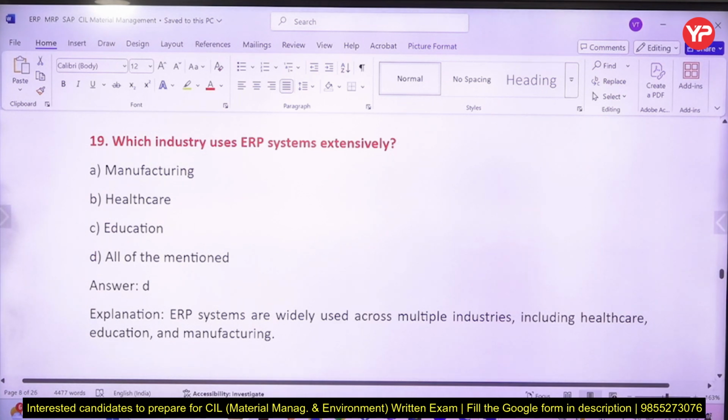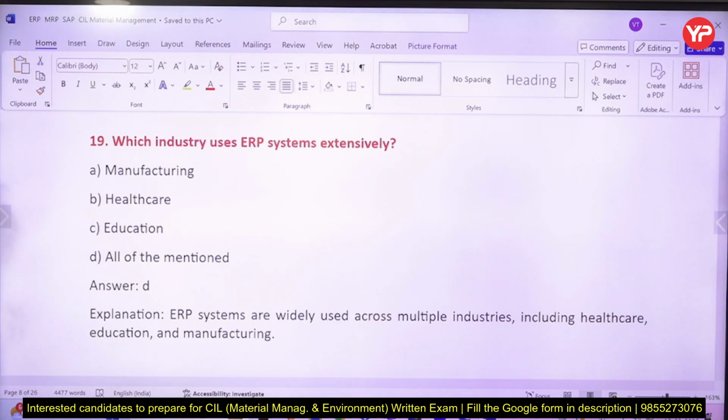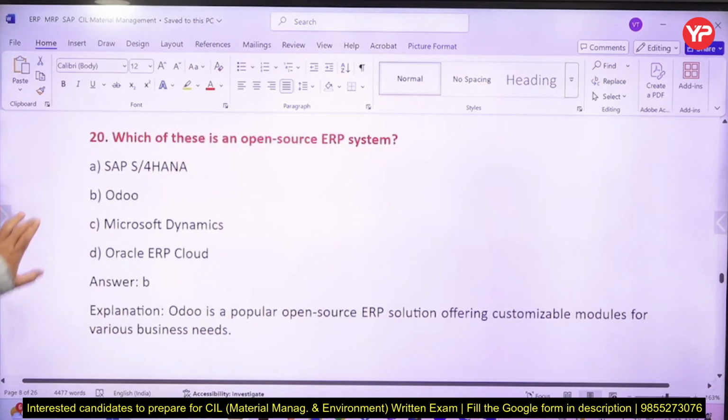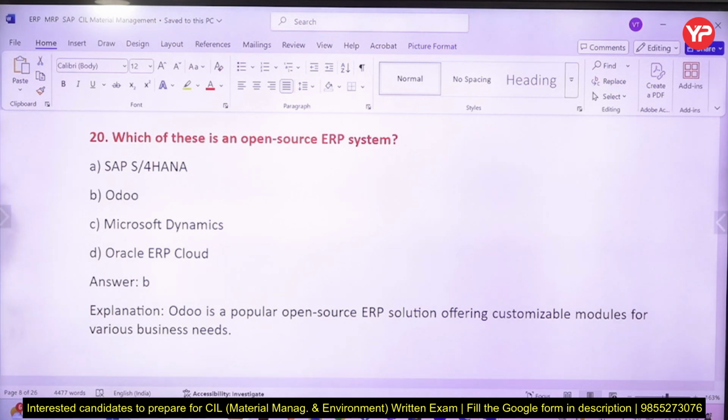Any industry you name, it should use ERP. Education, healthcare, manufacturing. So all the industry should use it. Open source ERP system. Can you give an example of an open source ERP system? Okay, so remember this name, Odoo, that is open source. I'll give you some more examples of this.